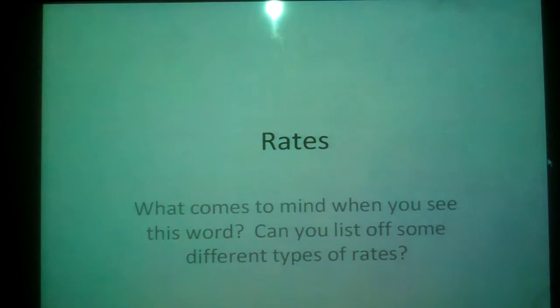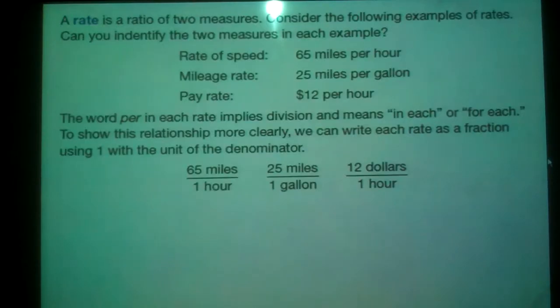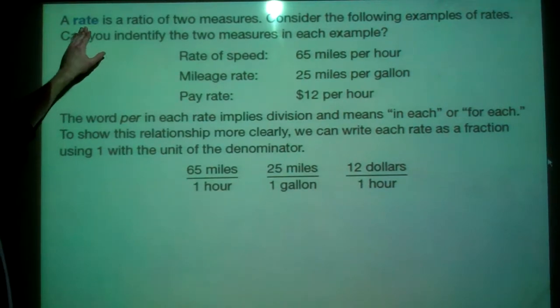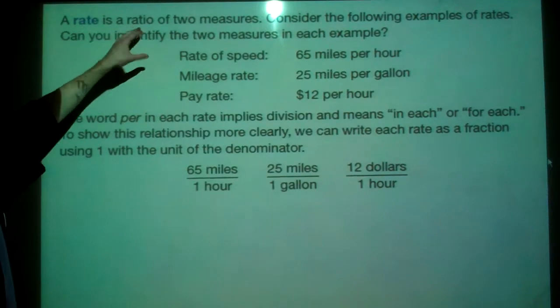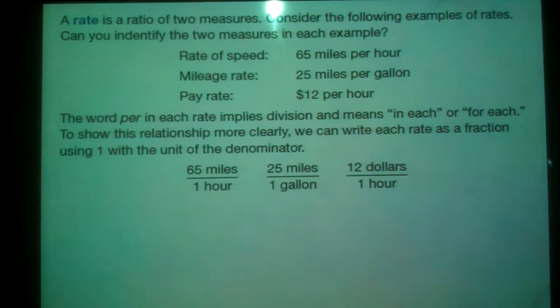Alright, so today we're going to talk about rates, and what we think of when we hear the word rates. It's something that comes up quite often in real life, and we'll show you some of those things. A rate is a ratio of two measures, and you can see how the root words match here, rate and ratio. They are very related because a rate is a ratio of two measures.